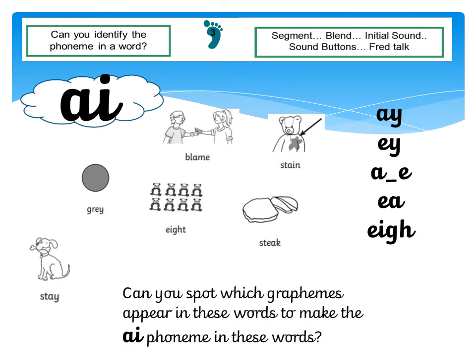So here I've got all the different ways that we can make that A phoneme. And I've got some words here with the A phoneme in. I wonder if you can spot which graphemes appear in these words to make that A phoneme and match them up. I wonder if you can spot it.